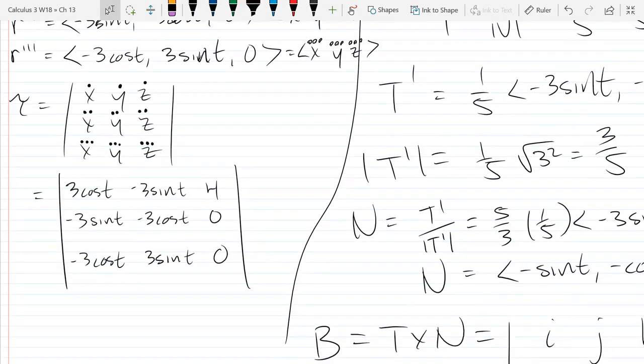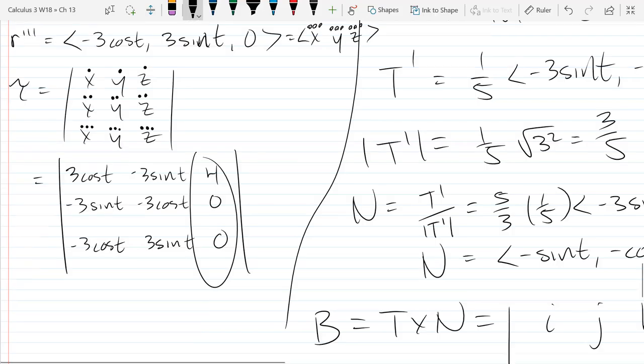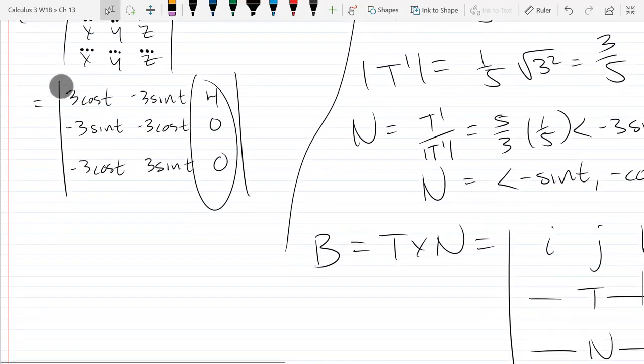What row or column would be the best to expand across? Row one is not the best. Row two? Oh, wait, no, column three. Why is column three the best? I maximize the number of zeros in my expansion row or column. You can use column one or row one, but I'm going to go ahead and use column three.